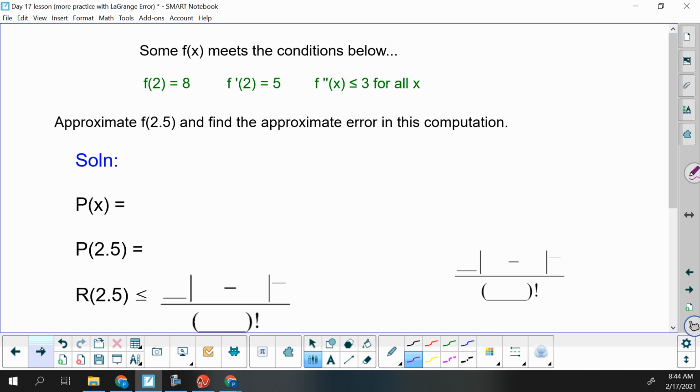So first off, they'll usually ask you to approximate something. So we're going to approximate f of 2.5. And what you do is you write a polynomial to the best of your ability based on the information they give us. They give us up to the first derivative. We don't have a value of the second derivative, we just know about its upper bound. So the best we can do is write a first degree polynomial. So we would have 8 plus 5 over 1 factorial times x minus 2. And we know it's got to be x minus 2 because our derivatives are happening at 2.